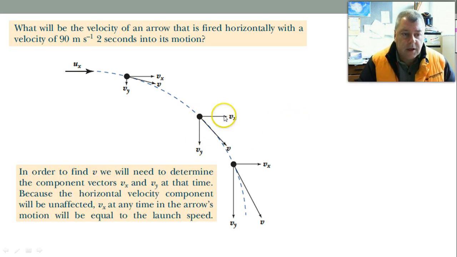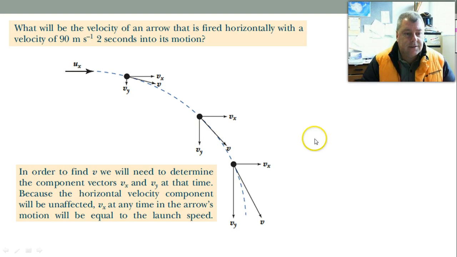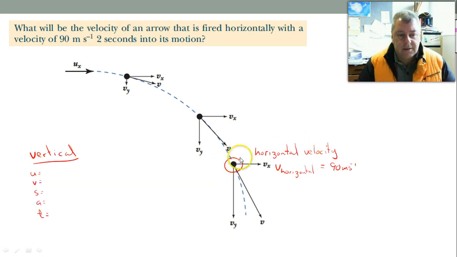Okay, and so we need to know these two components, the vertical and the horizontal velocity, to work out the velocity at any of these instances. So let's say this is the 2 second one. So we already know the horizontal velocity, which is 90 meters per second, but we need to know this velocity here. So what we do is we look at it as if it's simply being dropped. Okay, because that's the motion that is the vertical motion.